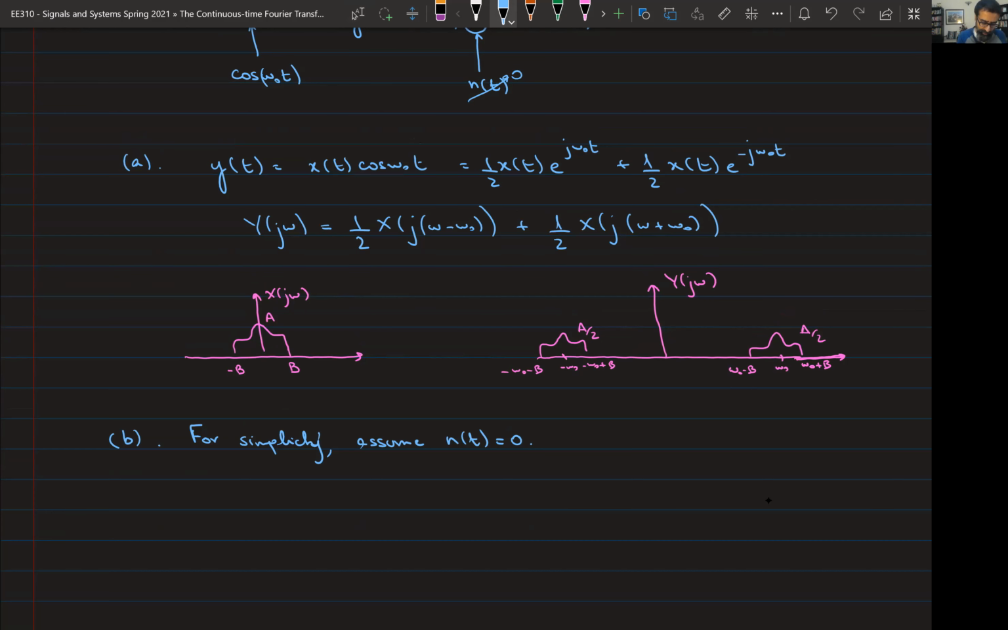One important thing I forgot to mention was that omega naught here is actually much greater than b. Right? Why do I need this condition here? If this condition were not there, what would have been wrong with the depiction of y of j omega? Who will tell me?